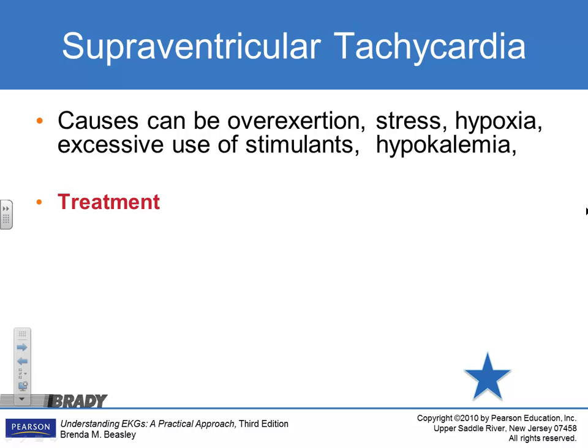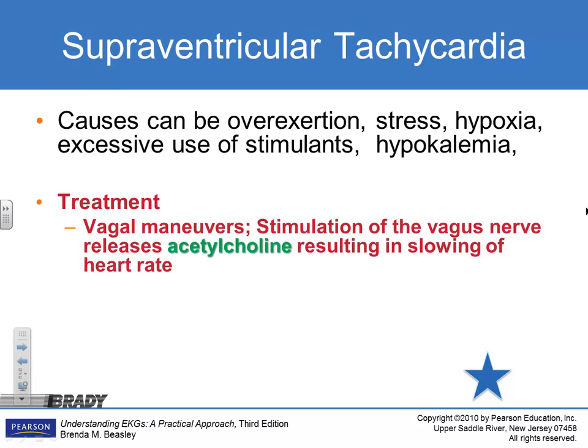SVT can be caused by stress, overexertion, hypoxia, stimulants. We see it a lot with different types of stimulants, and hypokalemia. Treatment: you may try vagal maneuvers first. If you don't put vagal maneuvers first, then you're probably going to be counted wrong here. So always start with vagal maneuvers. What would be an example of a vagal maneuver?